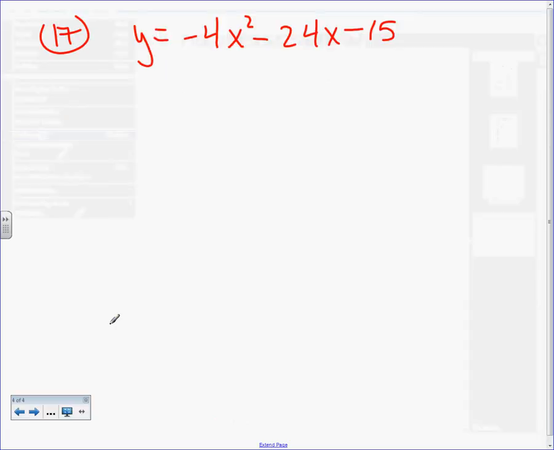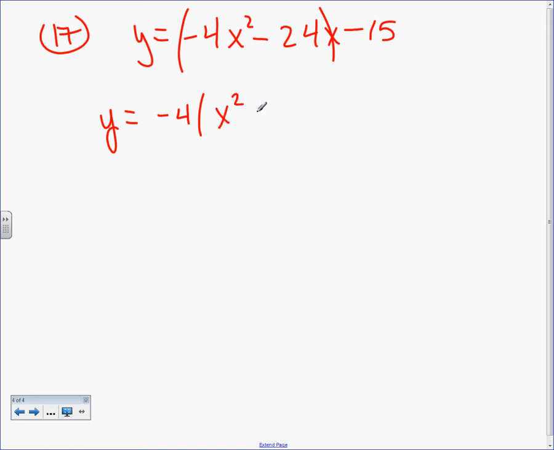Everybody good? Okay. We're going to group the x's, right? What do I pull out of it? Negative 4. What do I pull negative 4 out? I want it to be a 1, not a negative 1, right? So what's left over? Plus 6x. Do you guys get that? When you pull a negative out, two negatives make a positive, right?